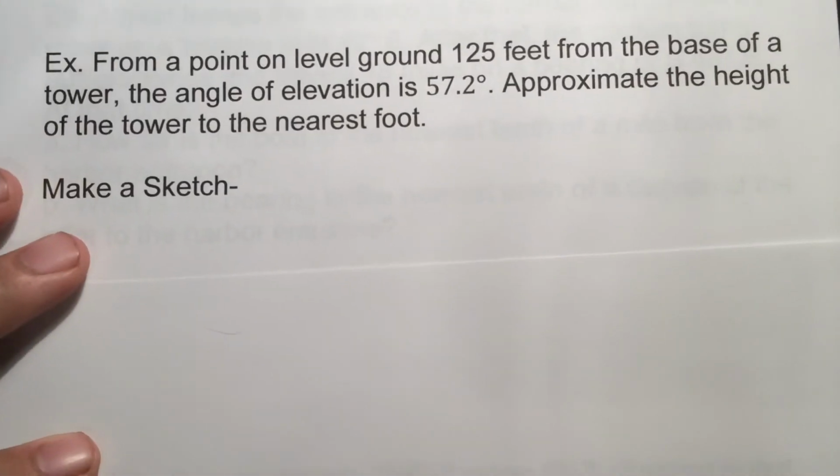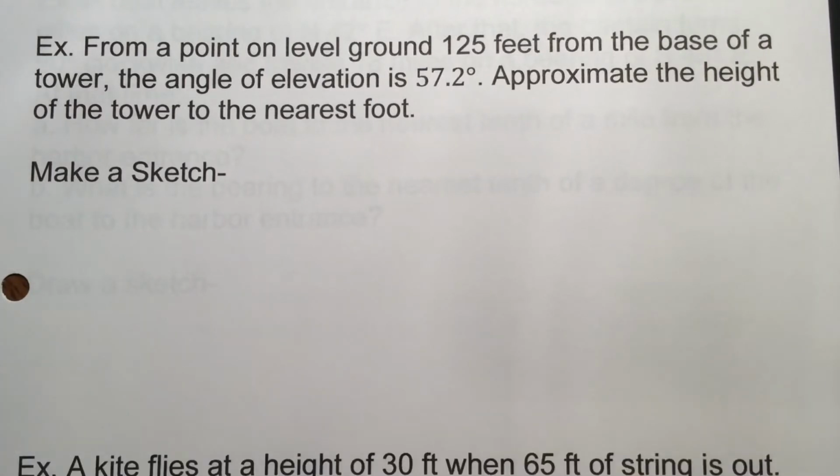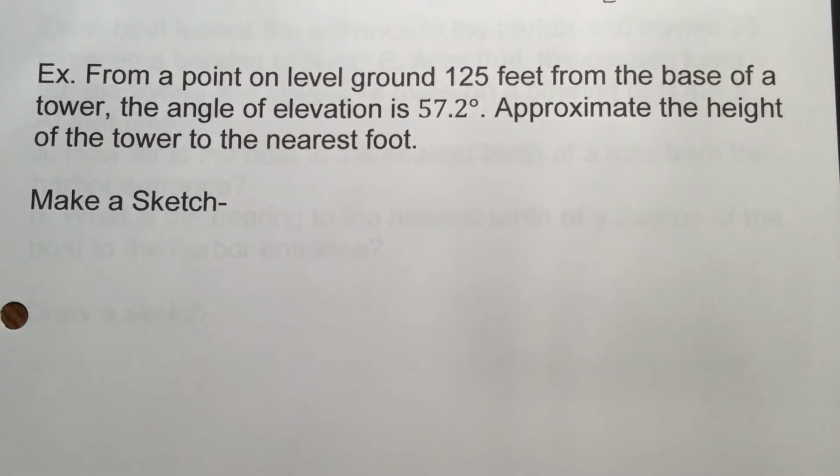Getting into some application. So, from a point on level ground 125 feet from the base of a tower, the angle of elevation is 57.2 degrees. Approximate the height of the tower to the nearest foot.